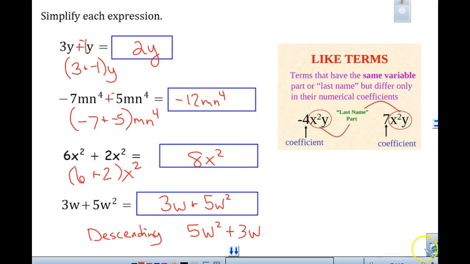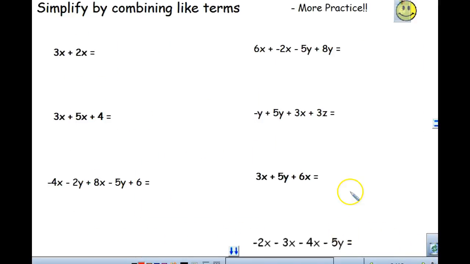All right. The more practice. There's 2 pages of more practice.